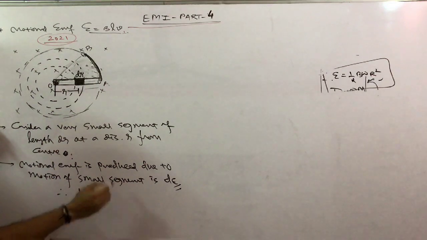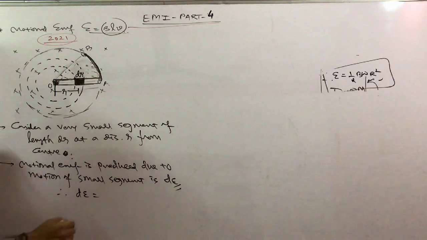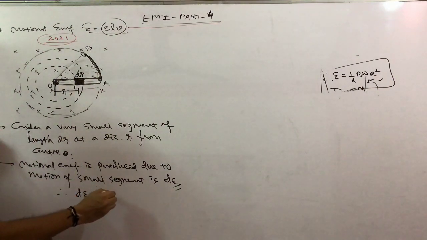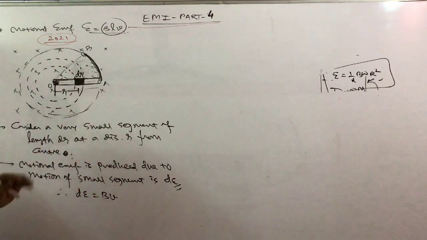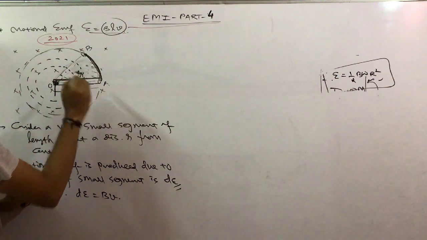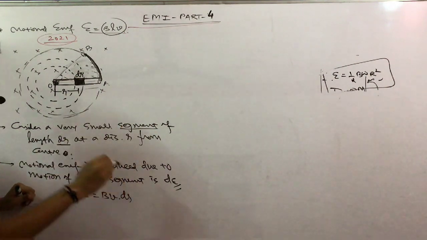So d epsilon, what is the formula of motional EMF? It is BVL. So magnetic field B, V, suppose we have no idea about V at present, the speed, and L. What do you mean by L? L means the length. What is the length of the segment? Already dr, so B V into dr.